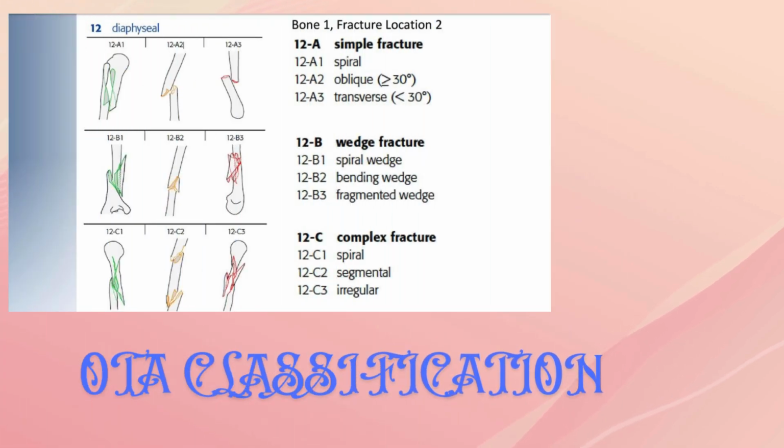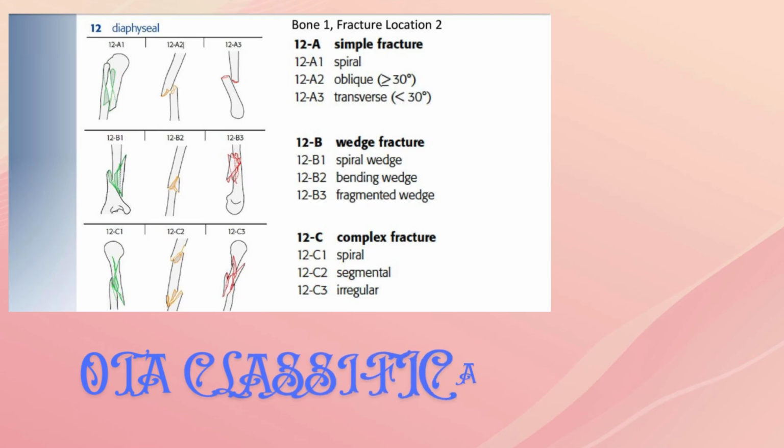The first classification is the OTA classification or the AO classification. The humerus is considered as a 1 in AO classification and the shaft is considered as a 2. So when there is a simple fracture, it's considered as A, and when the simple fracture is spiral, it's 1 2 A1, and when there is an oblique, 1 2 A2, and when there is a transverse fracture, 1 2 A3.